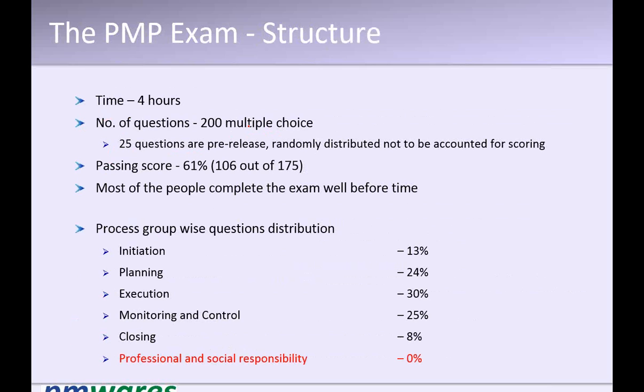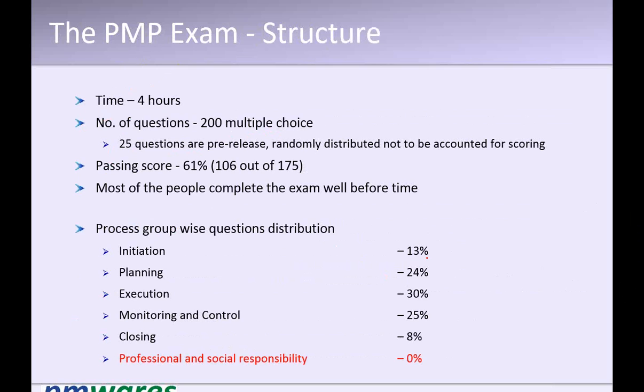So your answers on these 25 questions do not score anything for you. Even if you are wrong, nothing happens, and if your answer is right, it is not counted either. But you don't know which questions fall into these 25, so for you it is only information. There is no action item for you. You just consider that there are 200 questions and you have to achieve 61% marks. That is what is required.